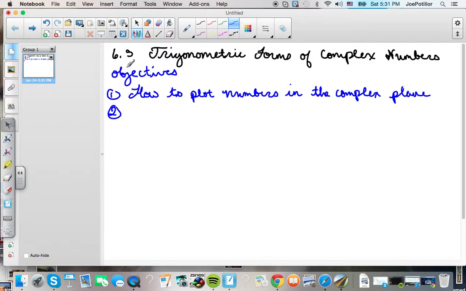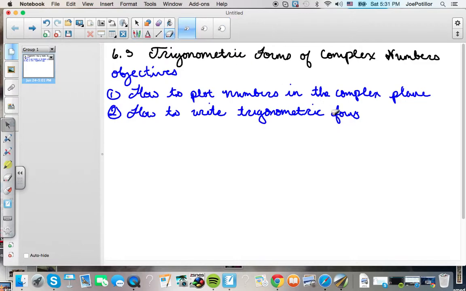Second objective is to learn how to write trigonometric forms of complex numbers. There's some ugly forms.